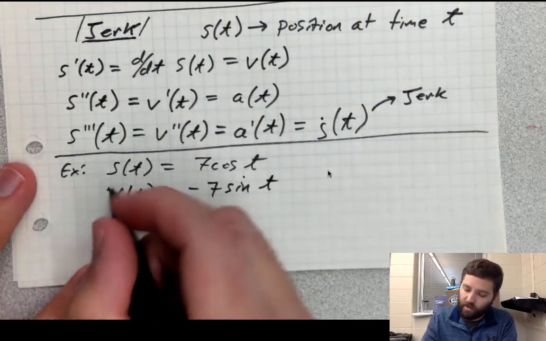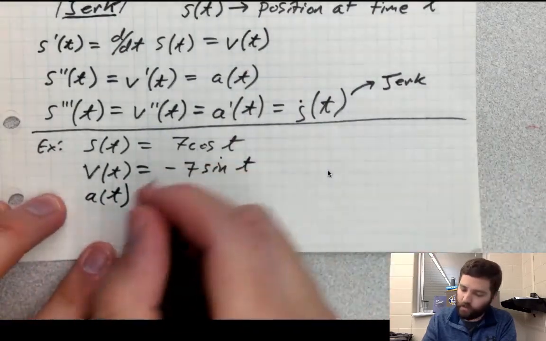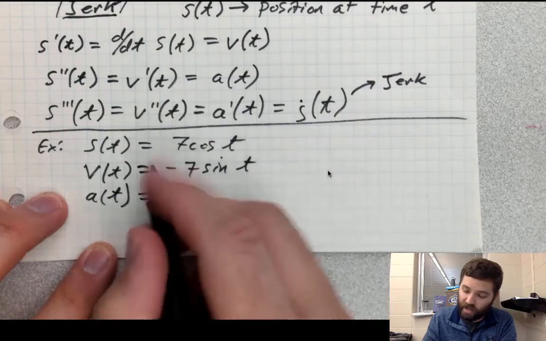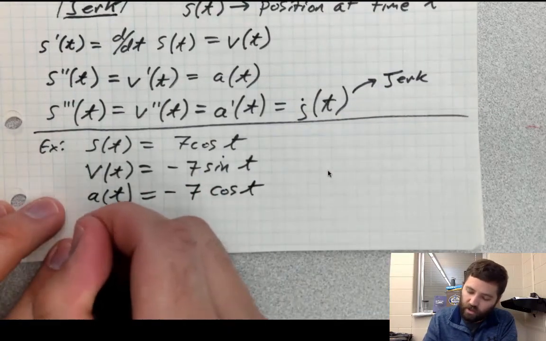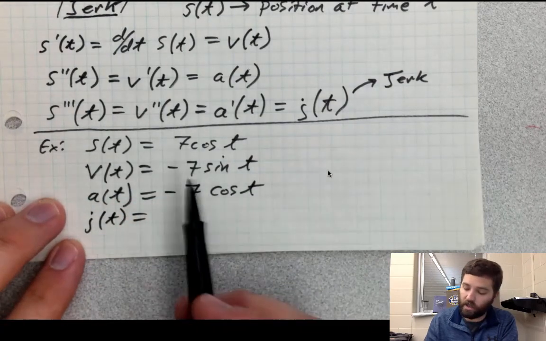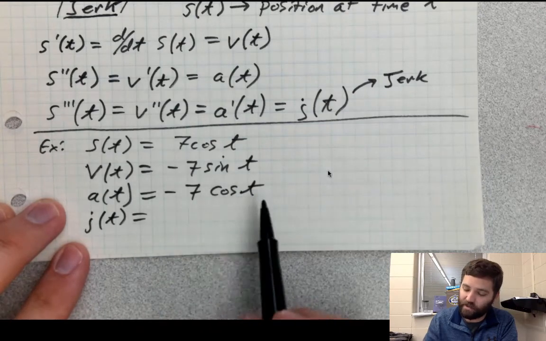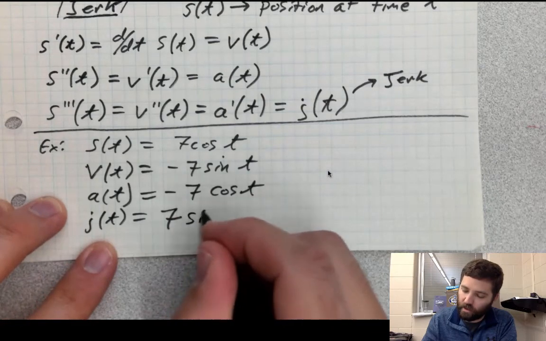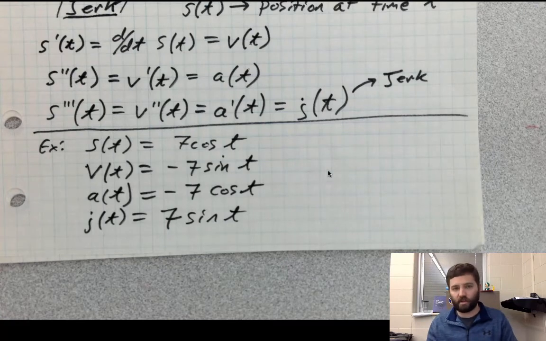And then you take the derivative of that to get a, so a of t would be equal to, derivative of sine would be just cosine, so you'd have negative 7 cosine of t. And then to get the jerk, the change in acceleration, you would just take the derivative of a, which is, derive cosine, you get negative sine, negative times negative is a positive, so I think you end up with 7 sine of t. And is that what I wrote down? Yes, it is. Okay, so that's how you'd find jerk.